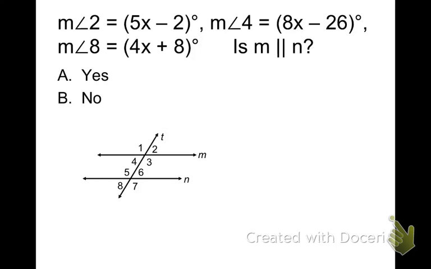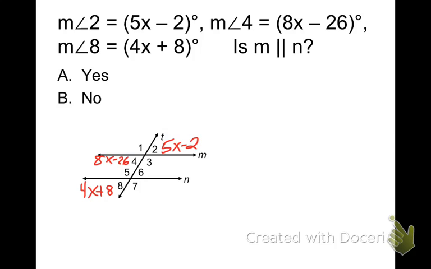Okay, how about with these algebraic expressions, can we conclude parallel lines? Angle 2 we're told has a measurement of 5x minus 2. Angle 4, which is vertical to angle 2, is 8x minus 26. And then angle 8 is 4x plus 8.